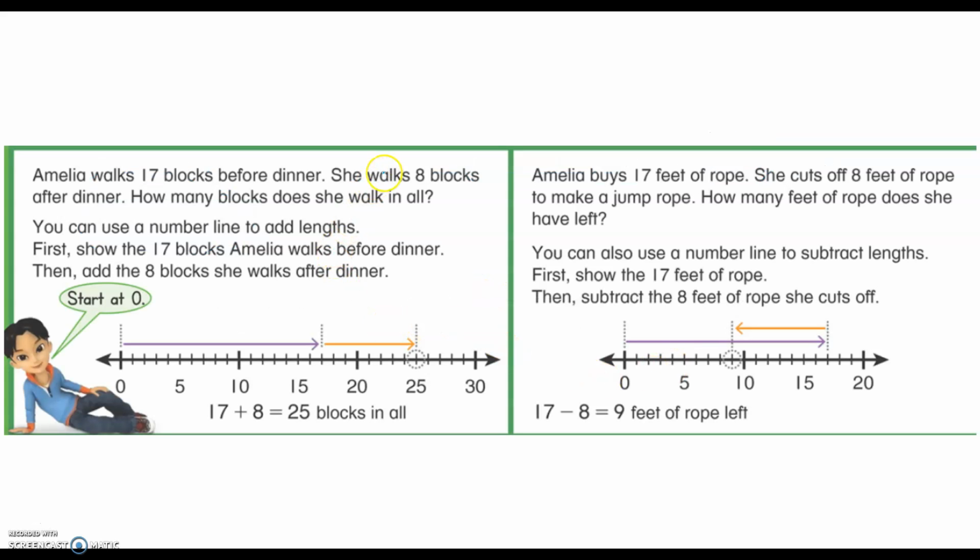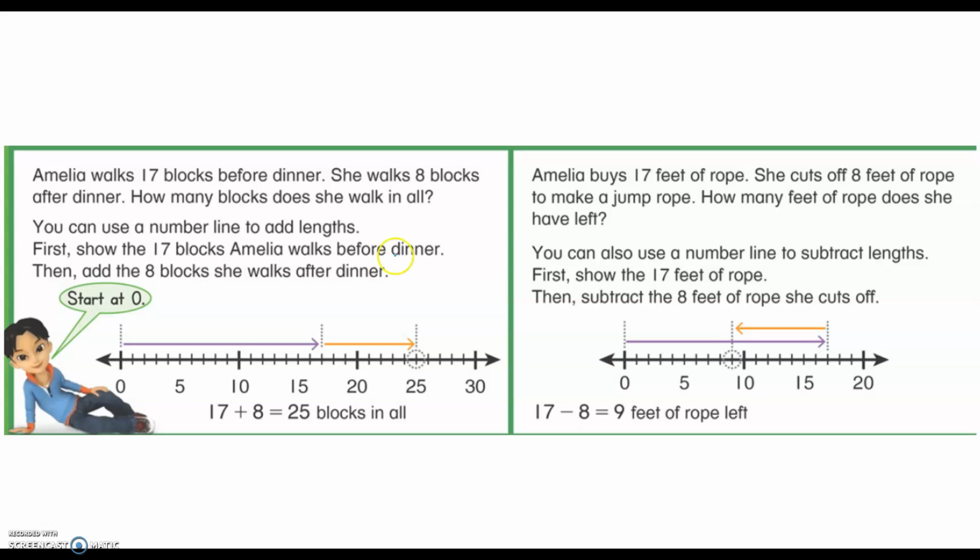Amelia walks 17 blocks before dinner. She walks 8 blocks after dinner. How many blocks does she walk in all? You can use a number line to add lengths. First, show the 17 blocks Amelia walks before dinner, then add the 8 blocks she walks after dinner.